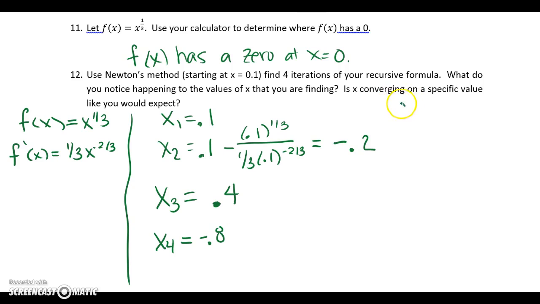Technically, we need to go one more iteration to solve the problem. It does say 4 iterations, but since x1 is given to us, we should find x5 as well. And now we end up getting a value of positive 1.6. So x is bouncing around, and it's not what we're calling converging. It's not going towards a value. So this is not at all what we expect to happen with Newton's method.